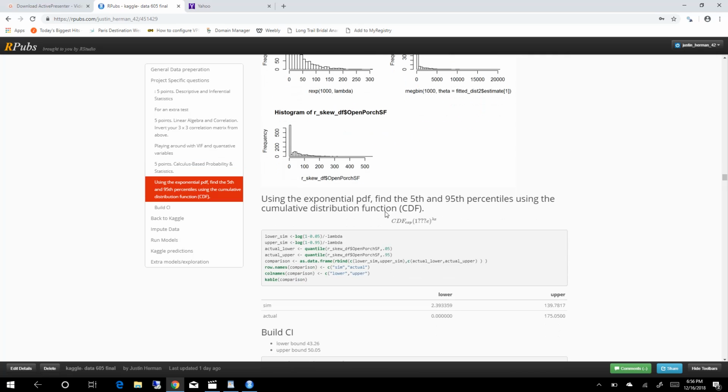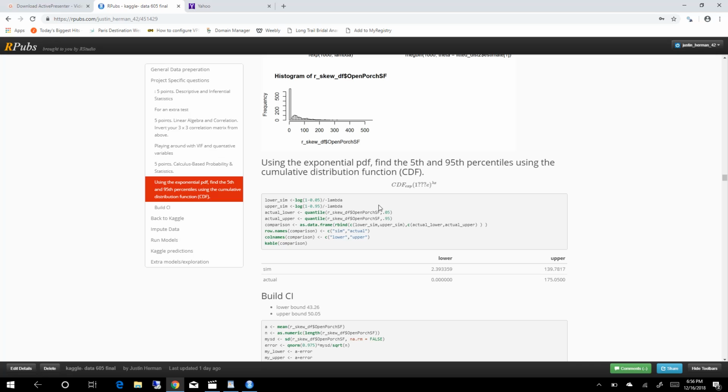So now from here, we were asked to find the 5th and 95th percentiles using the CDF for the exponential. And the way you solve for that is you simply take the log of 1 minus whatever probability you're looking for, divided by negative lambda. So that comes out to this.